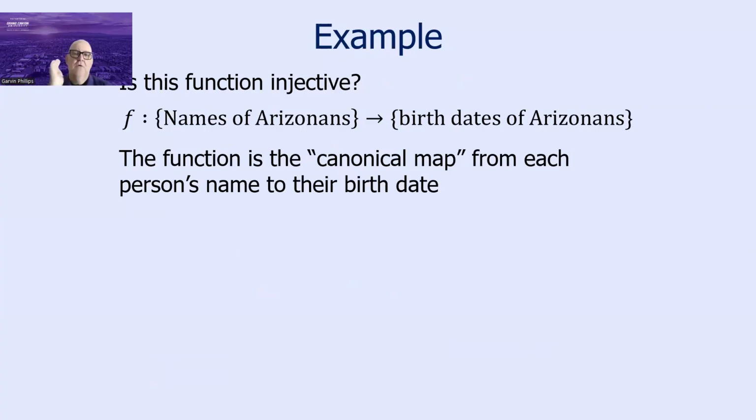The name of Arizonans to birth dates of Arizonans. This function is the canonical map from each person's name to their birthday. No one was born on 2 days. Everyone has one date as their birthday. This is a function.